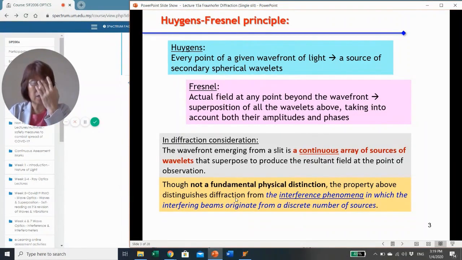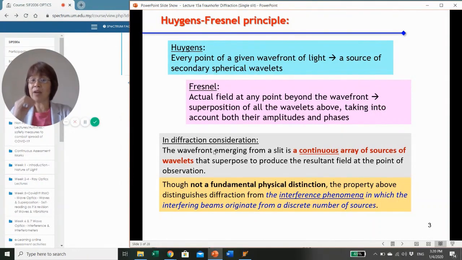All right. First, let us look at Huygens' Fresnel principle that we're going to use. From Huygens' principle, you already learned that on the wavefront, every point becomes a source of secondary spherical wavelets. And Fresnel's principle makes use of Huygens' principle to determine the actual electric field at a point beyond the wavefront. In order to calculate that, they superpose all the wavelets that were produced here, taking into account the amplitudes and the phases.